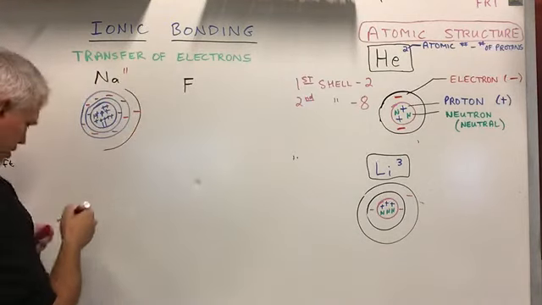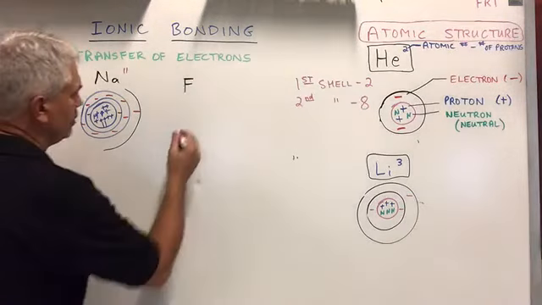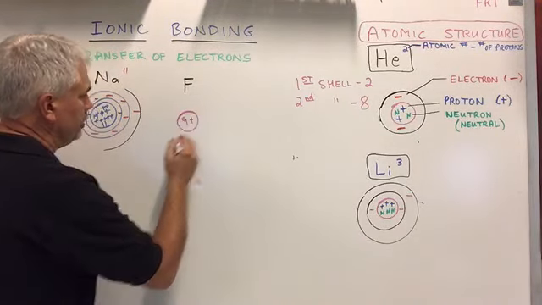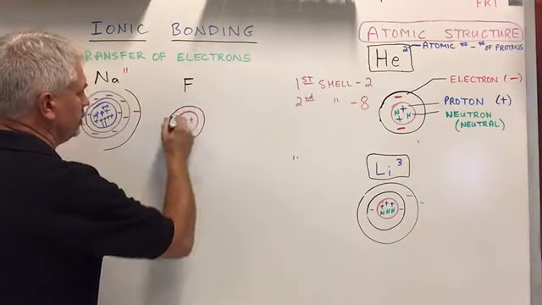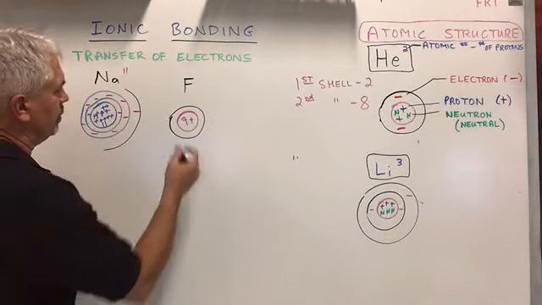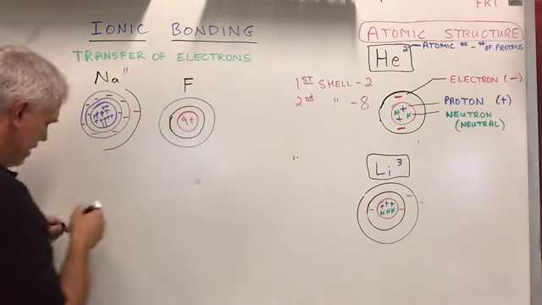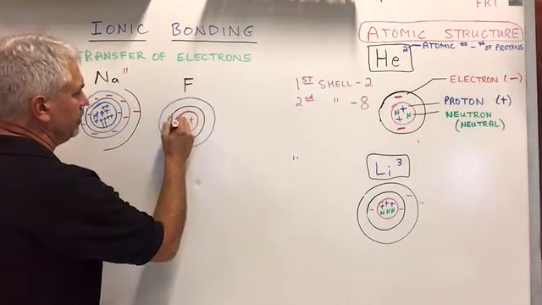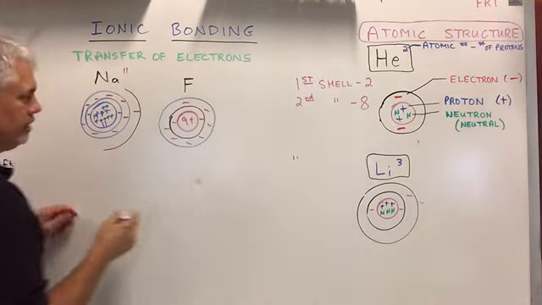So sodium here, then let's go ahead and draw fluorine rather quickly. So fluorine with 9 protons in the nucleus. First shell is going to end up with 2 electrons. You got to have the same number. So 2 plus 7 in the outer shell will give us 9. So 2 electrons in the first, 1, 2, 3, 4, 5, 6, 7 in the second.